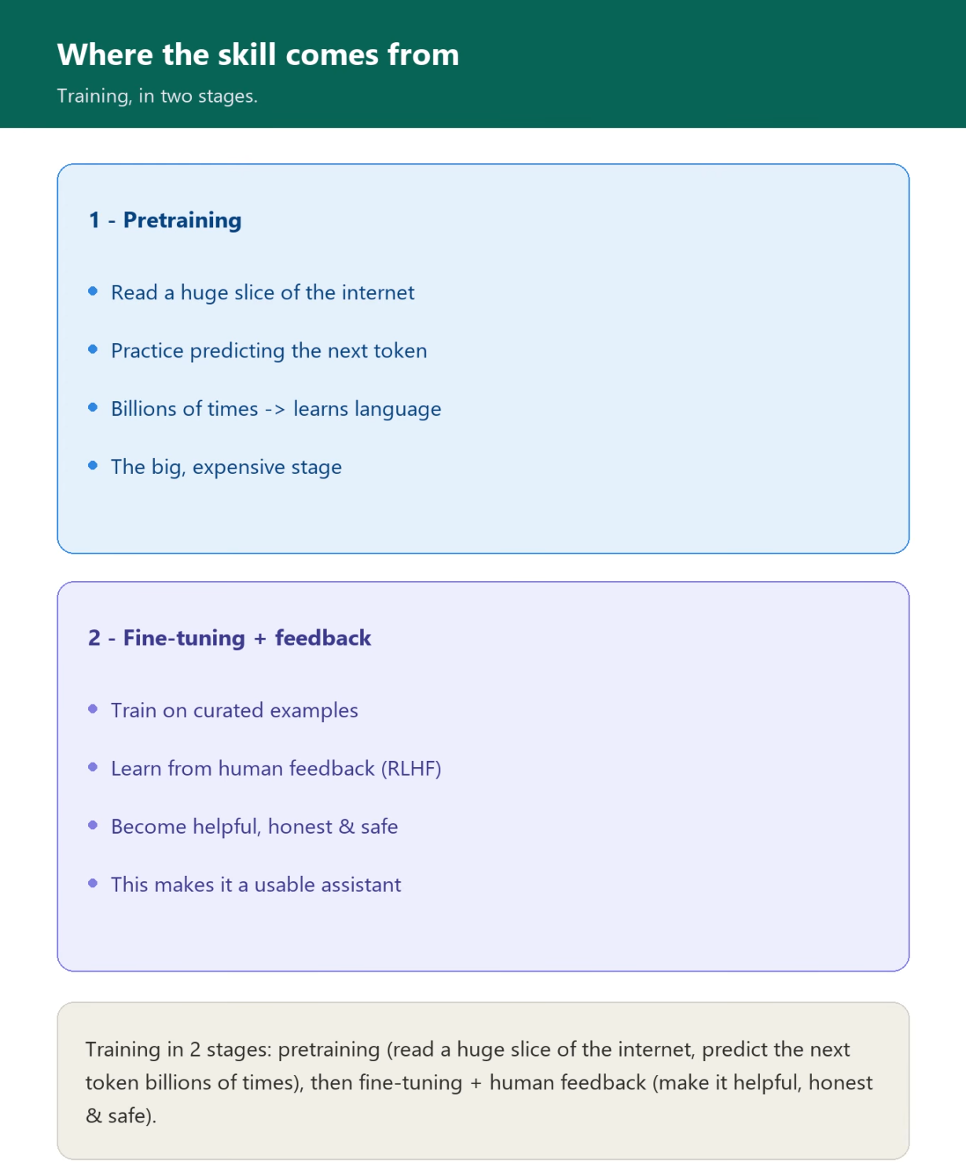Where does the skill come from? Training, in 2 stages. First, pre-training: the model reads a huge slice of the internet and just practices predicting the next token, billions of times. Then fine-tuning, including learning from human feedback, which shapes it to be helpful, honest, and safe to talk to.